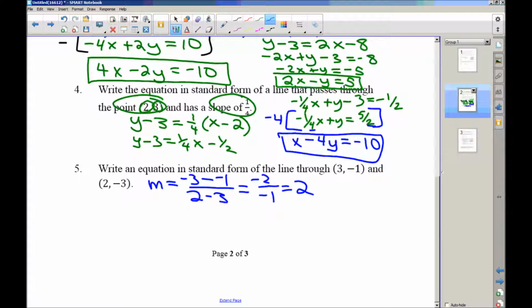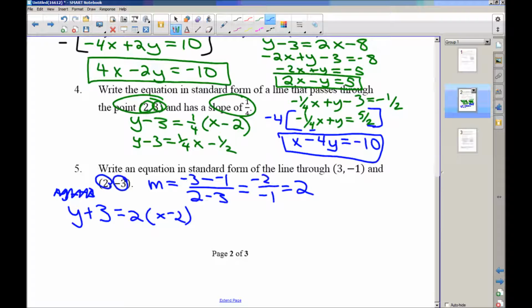And then I'm going to write it in point-slope form. So I'll use the second point. This is my y-coordinate, so y plus 3, y minus a negative 1... Okay, and then our slope, and then x minus our x-coordinate, so x minus 2. Don't forget this part right here is really y minus negative 3. That's why it becomes a positive.